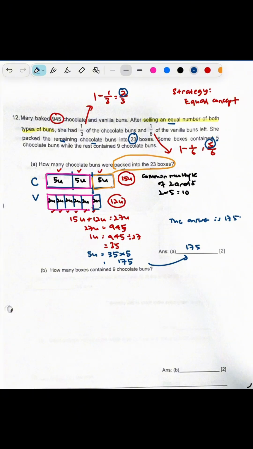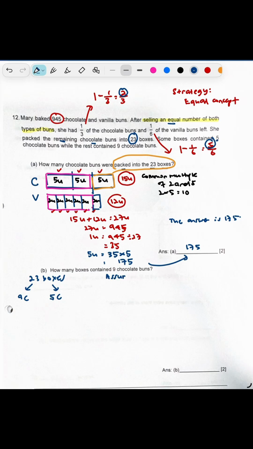Now this 175 chocolate buns, you are going to pack them into 23 boxes. Like what we mentioned in the morning, you either use guess and check or you use make a supposition. For example, I have 23 boxes. I do not know how many boxes contain 9 chocolate buns or 5 chocolate buns. But when you do guess and check, you just need to check that the total number of boxes used is 23. So I'm going to use make a supposition.